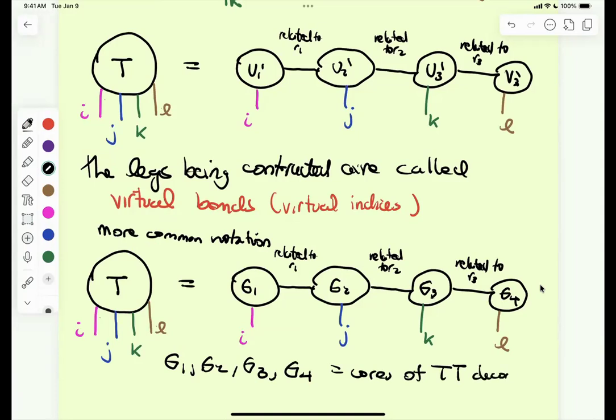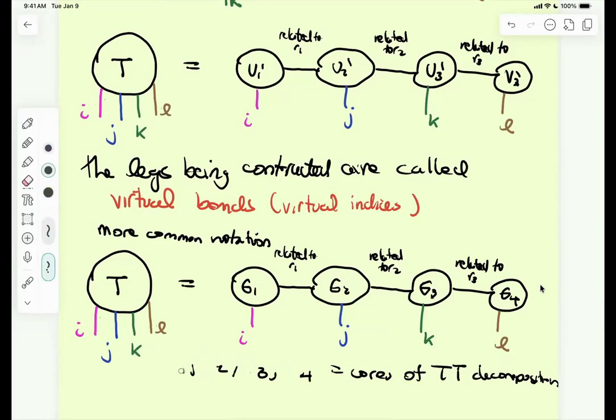But I wouldn't say that you ignore the V's. It's just that you didn't keep the V's as they were. You had to apply the SVD again. I don't know why the letter G goes there, why they chose G's. But yeah, it's G1, G2, G3, G4.